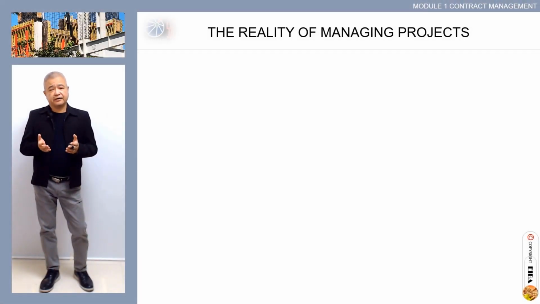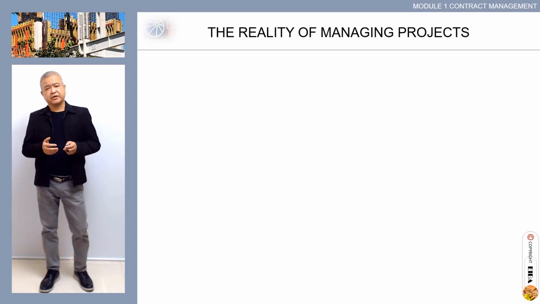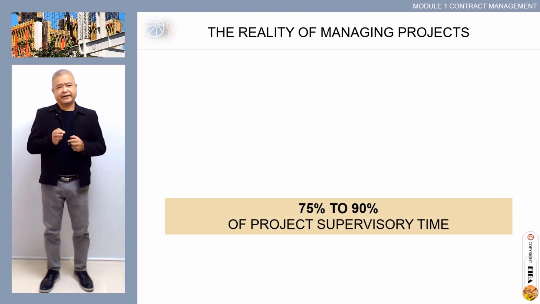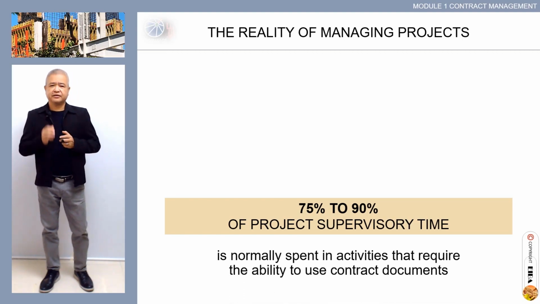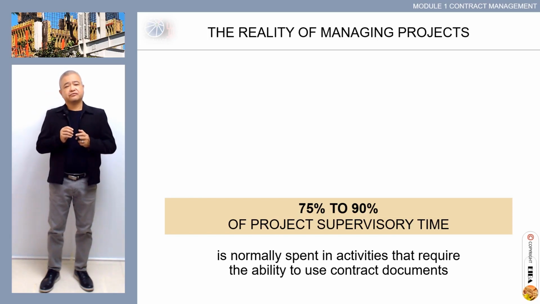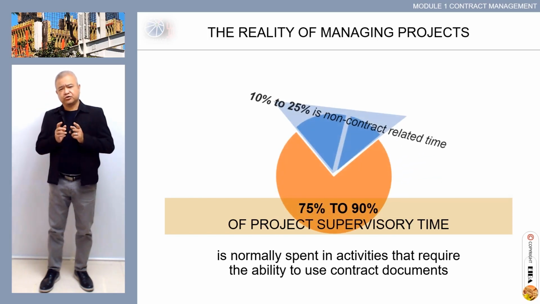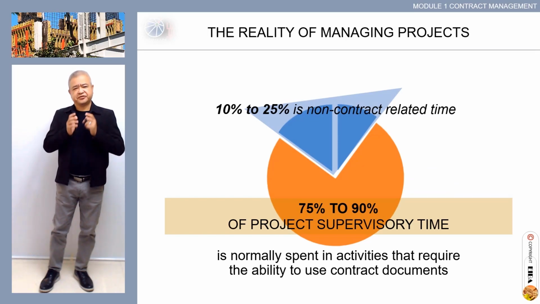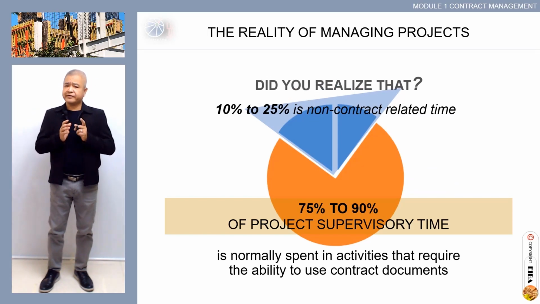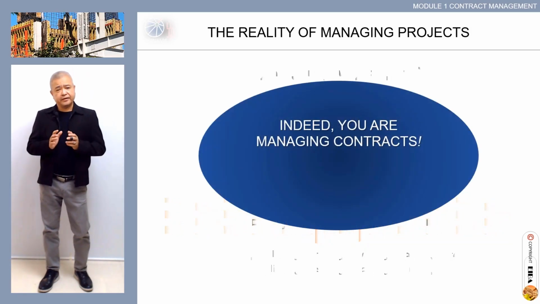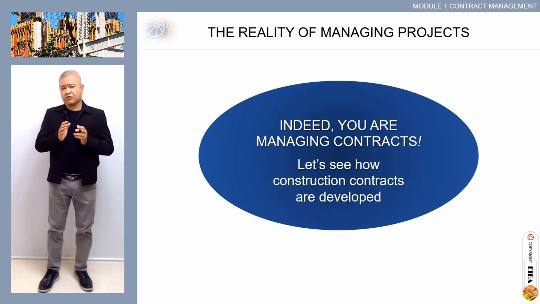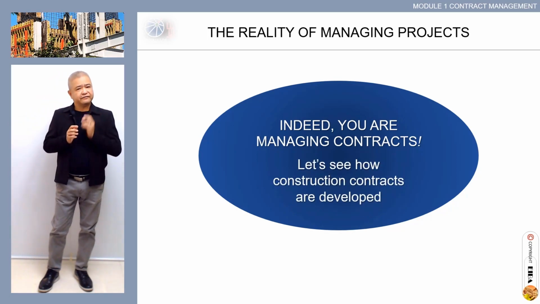This is the reality of managing projects. 75 to 90% of project supervisory time is normally spent in activities that require the ability to use contract documents. 10 to 25% is spent in non-contract related time. Did you realize that? Indeed, you are managing contracts. Let's see how construction contracts are developed.